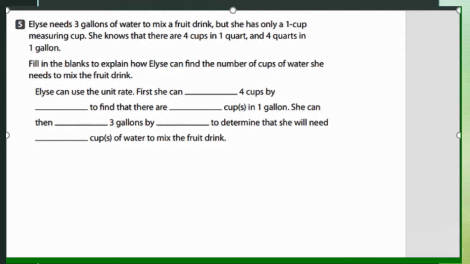She knows that there are 4 cups in 1 quart and 4 quarts in 1 gallon. Fill in the blank to explain how Elise can find the number of cups of water she needs to mix the fruit drink. So Elise can use the unit rate. First, she can blank 4 cups by blank to find that there are blank cups in 1 gallon. Oh, so right here, the first sentence is focusing on how many cups are in a gallon. So if you start off with 1 cup, and we want to figure out how many cups are in a gallon, we're going to use these rates.